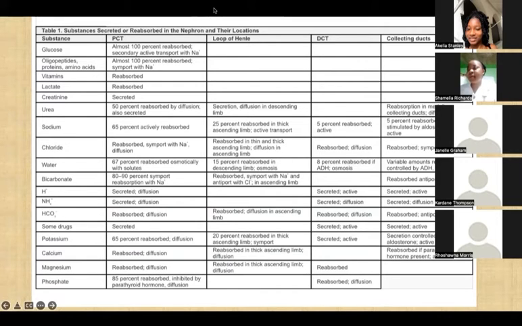We also have bicarbonate reabsorbed, antiport with chloride. We have HCO3 reabsorbed, antiport with sodium. And we also have calcium reabsorbed if parathyroid hormone is present.